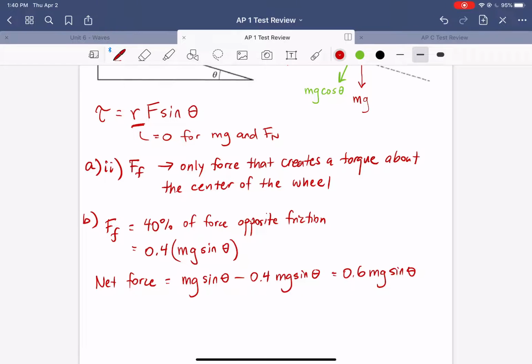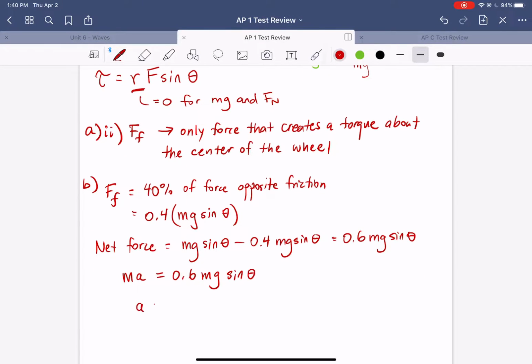We know from Newton's second law that the net force equals mass times acceleration. So you can say the mass of the wheel times the acceleration equals 0.6 mg sine theta, or the acceleration is equal to 0.6 times g times the sine of theta. So that is our answer for part B.